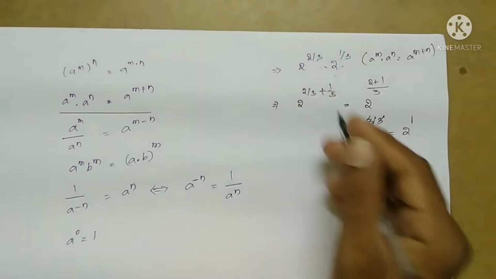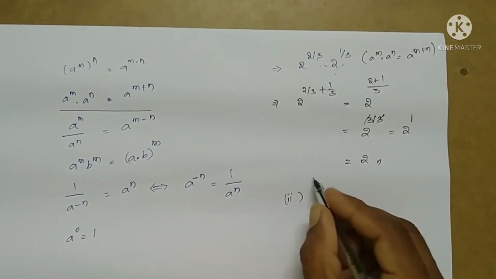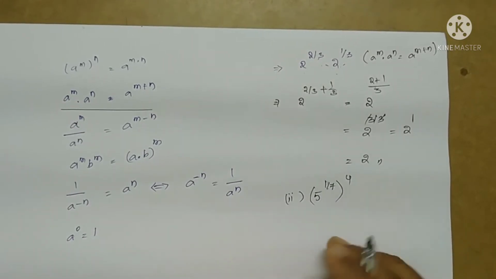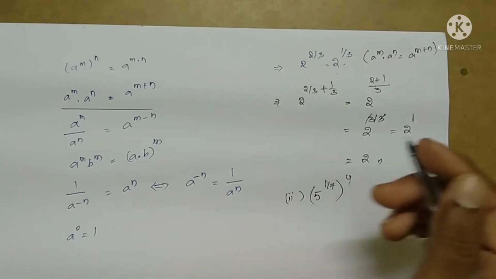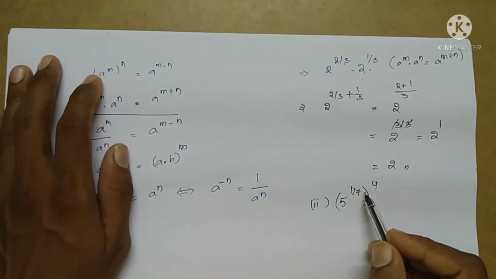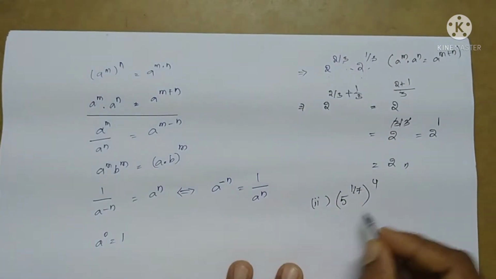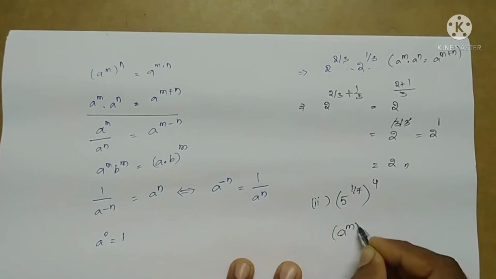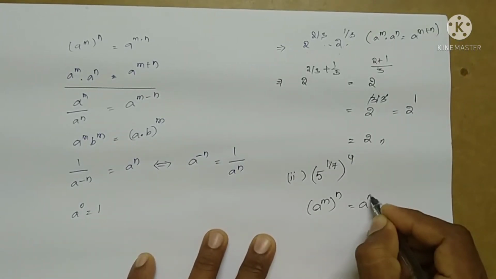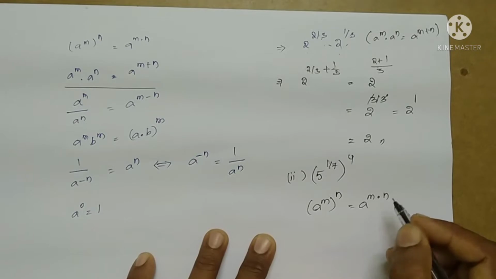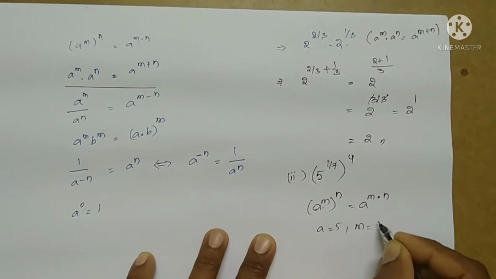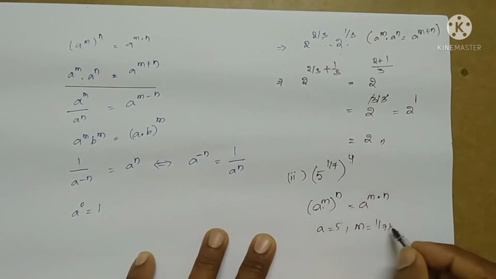Next question: (5^(1/7))^4. Here it is of the form (a^m)^n. This is the formula: (a^m)^n is equal to a^(m·n), right? Here a is equal to 5, m is equal to 1/7, n is equal to 4.